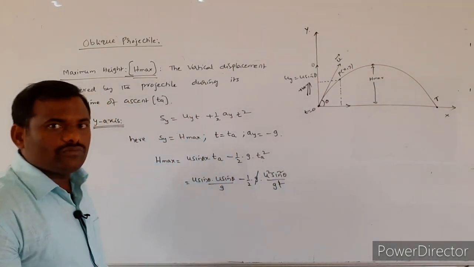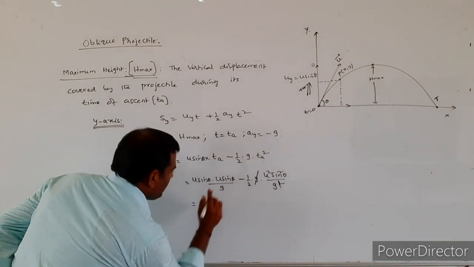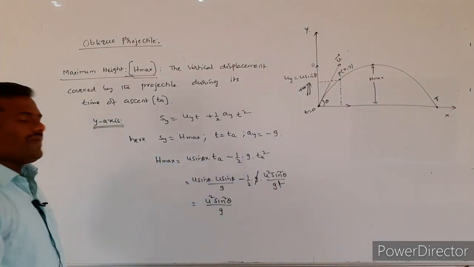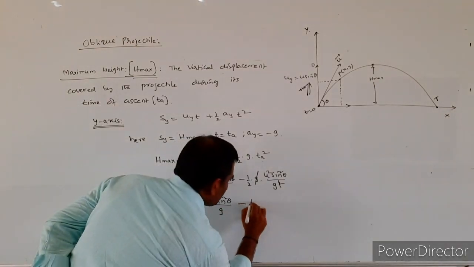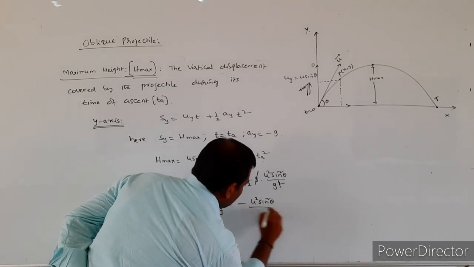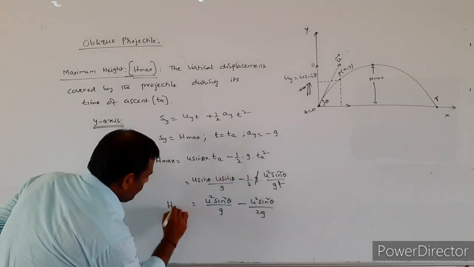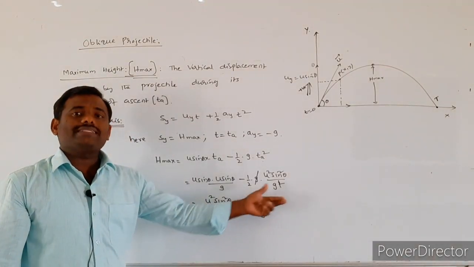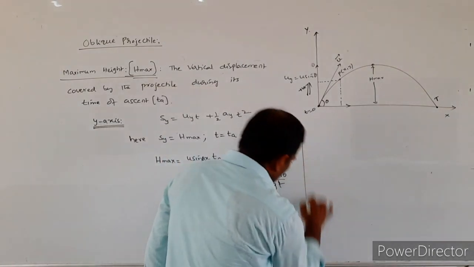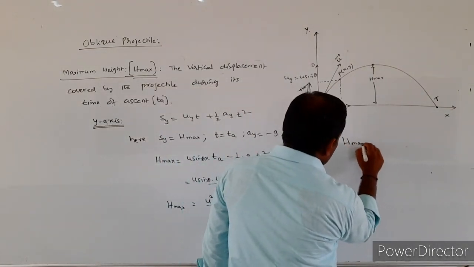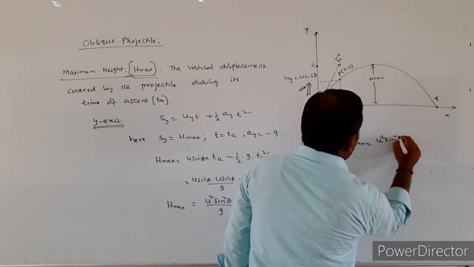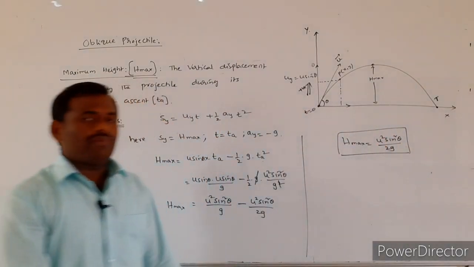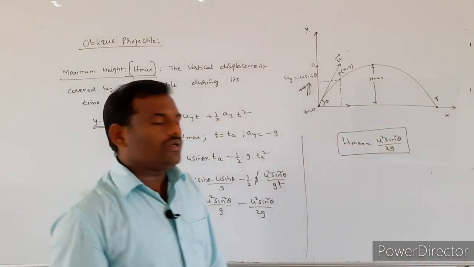g will get cancelled. So we get u squared sin squared theta by g minus u squared sin squared theta by 2g. The resultant value is H maximum is equal to u squared sin squared theta by 2g. This is the general formula.